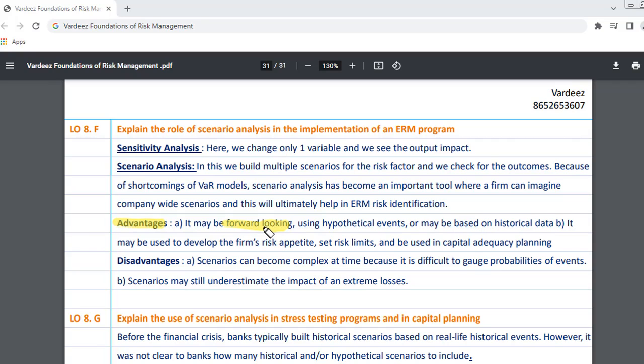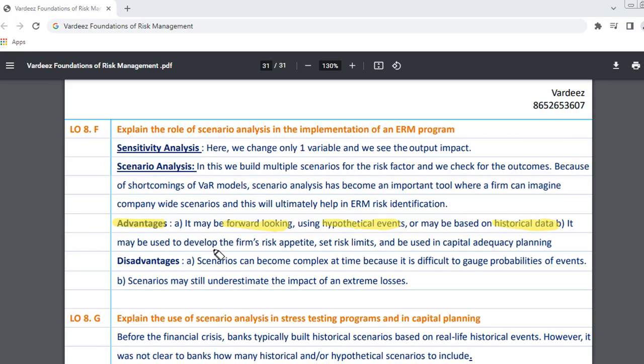If you want to have a look into the futures, you can develop scenarios that are forward-looking. You can use hypothetical events, or maybe you can use some historical data, a crisis situation, and you can develop scenarios based on these events. So it's up to us. So that is why it's an advantage.